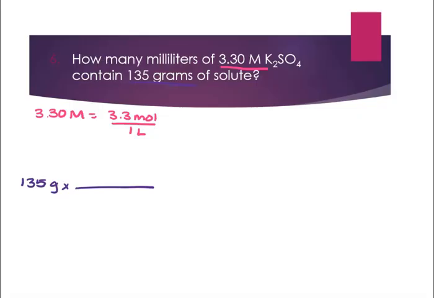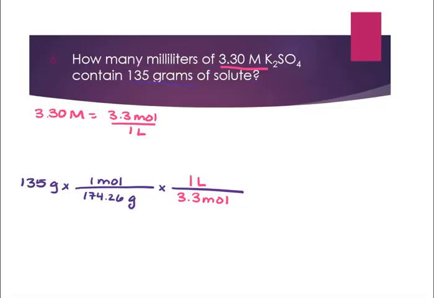So the molar mass of K2SO4 is 174.26 grams, and that's going to be equal to 1 mole. So now I'm in moles, which means that I can use my molarity. This time I'm starting with moles, so moles is going to need to go in the denominator. If I look at my molarity, my moles is 3.3. So the 3.3 moles goes on the bottom, and the 1 liter goes on the top.